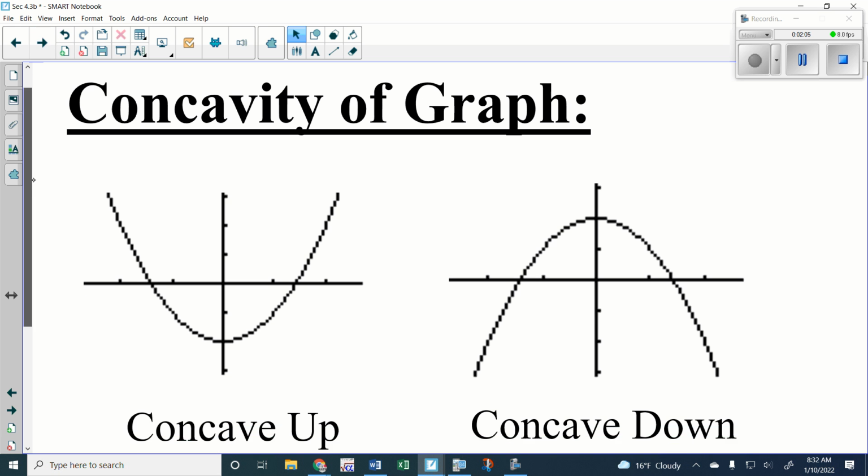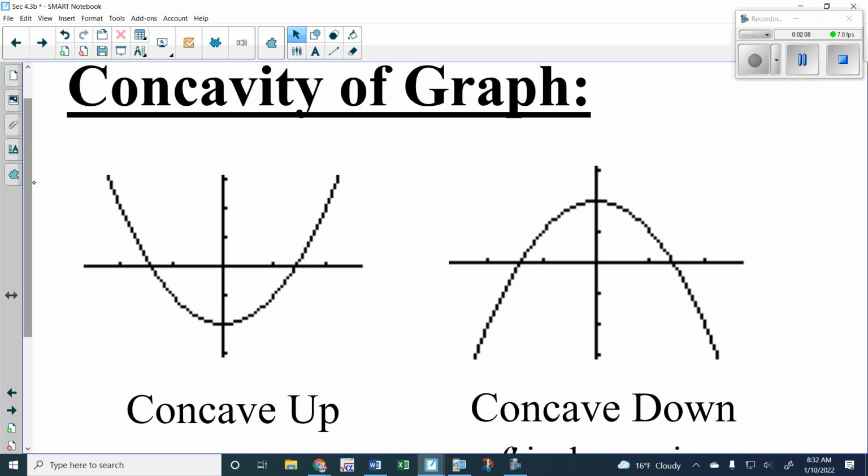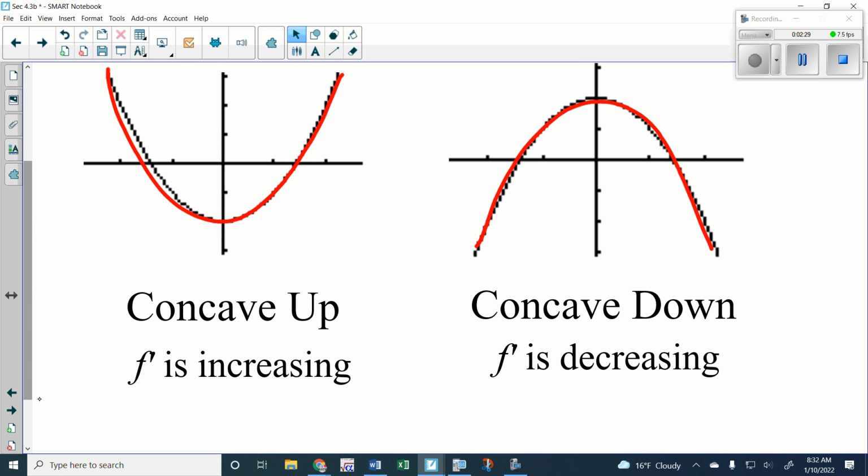So let's talk about concavity. We want to get into concavity today. We don't talk about concave or convex; we look at this as either concave up, for something that opens up, or concave down, for something that opens down. Something is concave up when the derivative is increasing. Something is concave down when the derivative is decreasing.